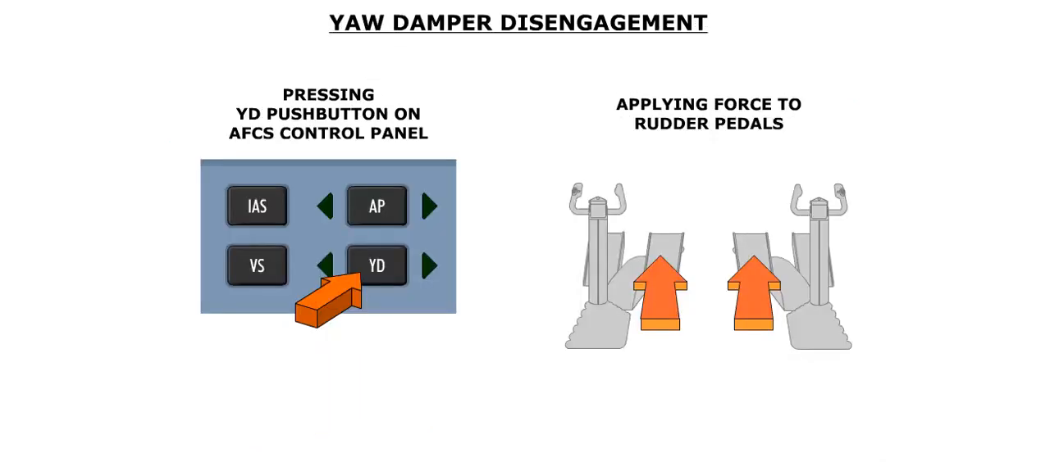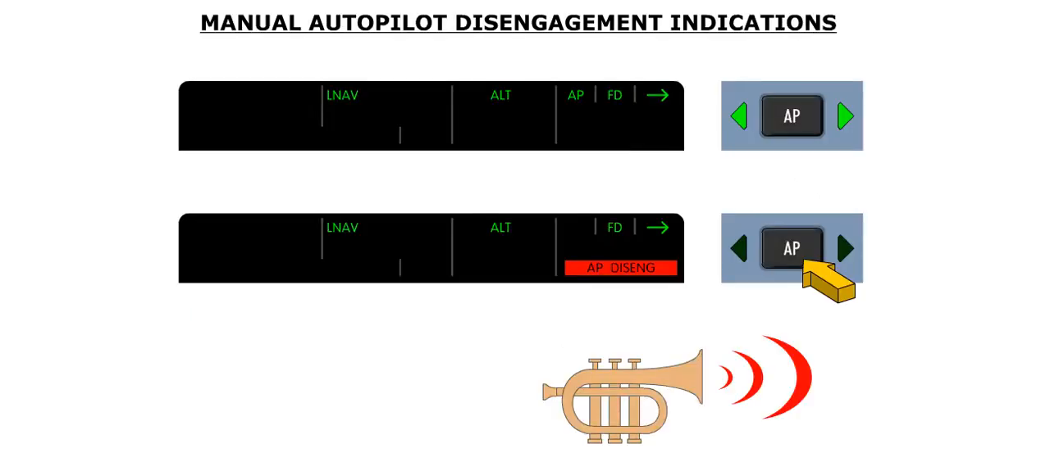If the autopilot is manually disengaged, the yaw damper will remain engaged, unless the autopilot is disengaged by using the YD push button, or by applying a force on either set of rudder pedals. A manual disengagement of the autopilot is indicated by the red autopilot disengaged message on the FMA, and a cavalry charge aural alert. In addition, the two green arrows on both sides of the AP push button will extinguish.